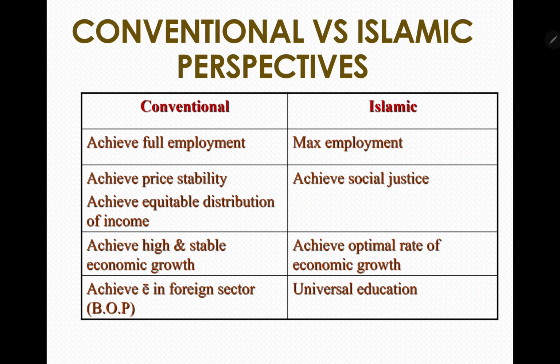For conventional, they want to achieve price stability as well as no wide gap between rich and poor. But for Islamic, their focus is social justice. That is, all people should be treated fairly. For conventional, they focus on high and stable economic growth, but for Islamic, they are more realistic because they focus on achieving an optimal rate of economic growth and making sure that the economy grows according to the Islamic principle. That is, it doesn't involve haram transactions, it doesn't involve any riba in the transaction.